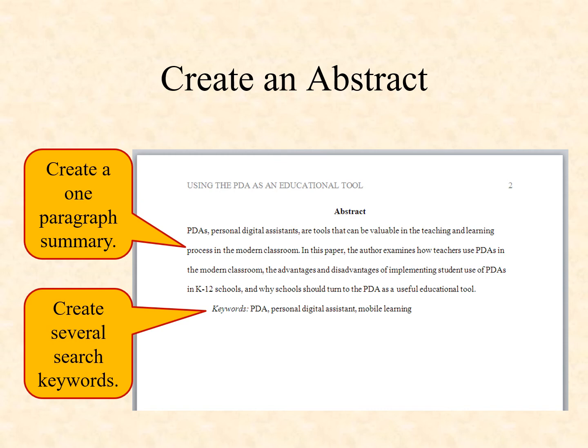Finally, we create a second paragraph and put the word keywords, colon, and then put a couple of search words that will feed into search engines. So if my paper is about distance learning, my keywords might include words such as distance learning, remote learning, mobile learning, and I'll put commas in between all of those.